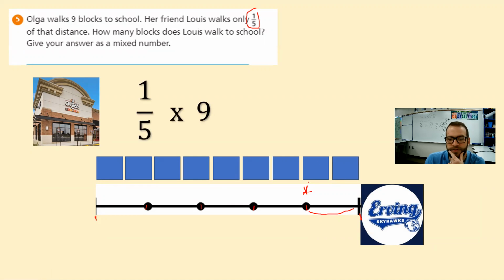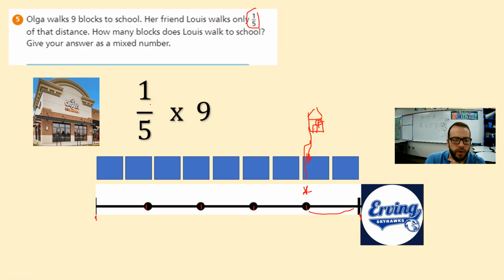Oh, I never drew our friend, did I? I don't think I did. So our friend's going to be somewhere around here. Somewhere around here is where our friend's house lives, and I will do a beautiful mouse drawing. Oh yeah, look at that house.